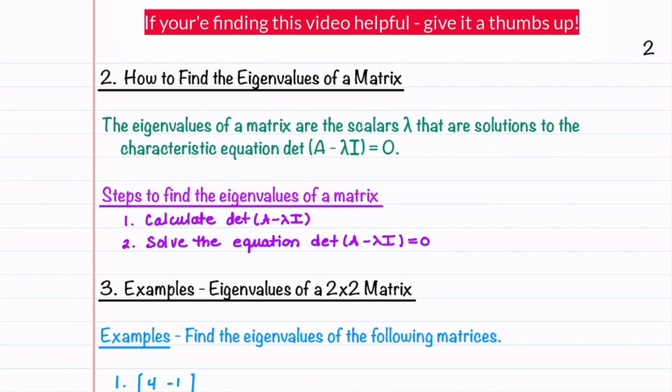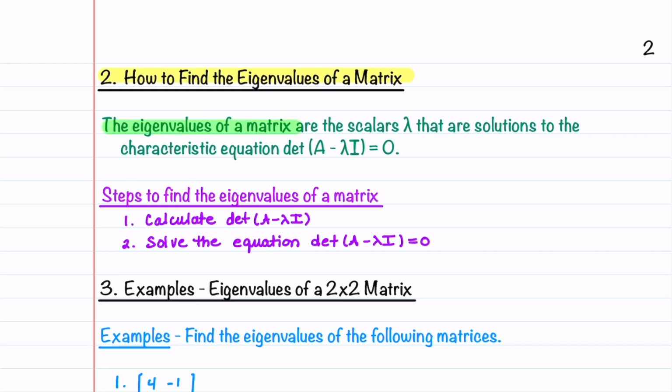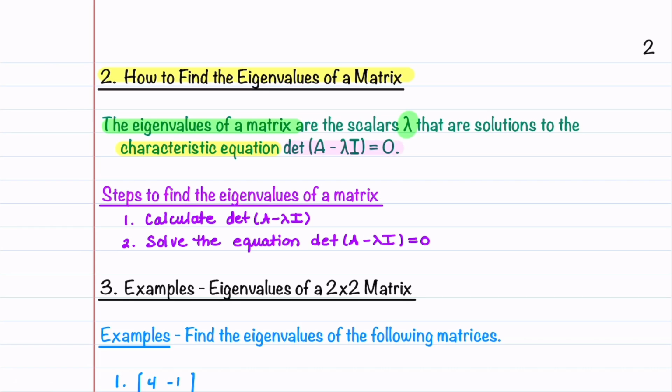We're now going to use a characteristic polynomial to find the eigenvalues of a matrix. The eigenvalues of our matrix are the scalars lambda that are solutions to the characteristic equation defined as determinant A minus lambda I is equal to 0. The characteristic equation is just the characteristic polynomial set equal to 0.